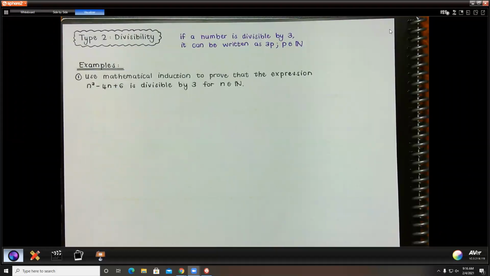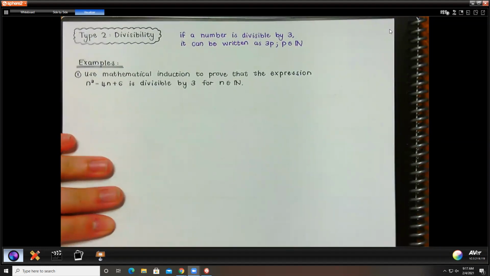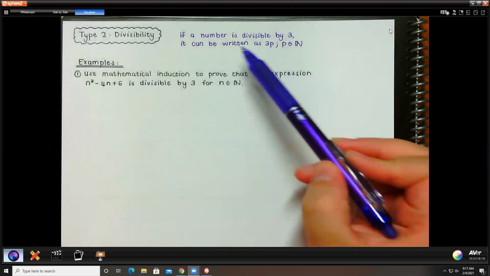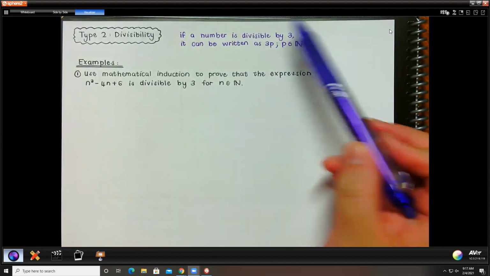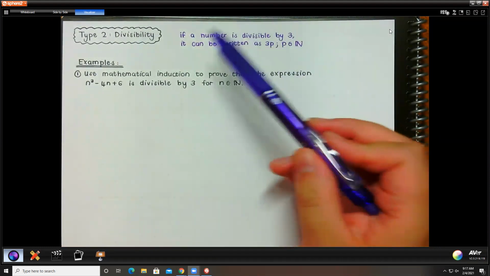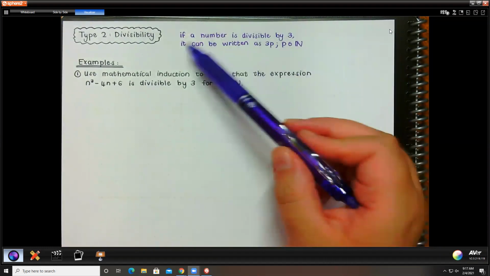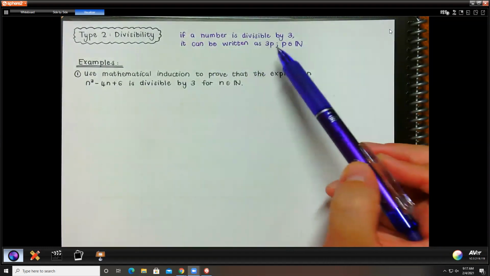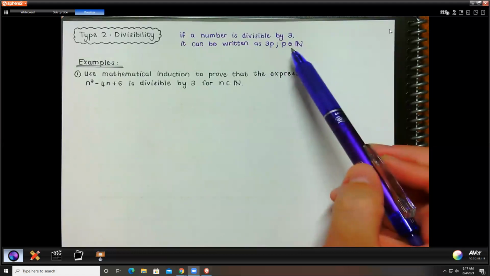Okay, hi everyone. Today we are looking at the second type of mathematical induction question where we need to prove divisibility. So on the side here, I just wrote something that we are going to use in all of these proofs. I'm sure that we all know that if a number is divisible by 3, for example, and this 3 obviously can be any number, then it can be written as 3 times p, where p is a natural number.